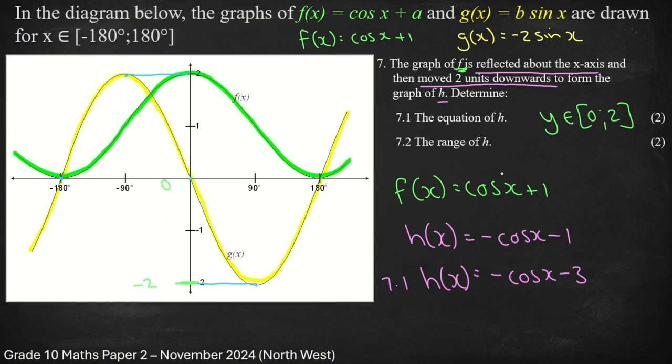So that means if we only reflect this graph, the range will be y as an element of negative 2, because we always work from the lowest number to the highest number. So negative 2 all the way through to 0. Okay, so that is only for the reflected graph. But now we still need to move the graph 2 units down. So if I subtract 2 units from both of these points, we will end up with y as an element of, and then negative 2 minus another 2 will give us negative 4, and then negative 2. And that is the range of h.